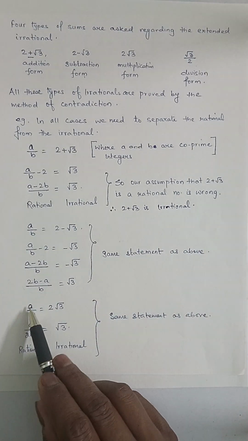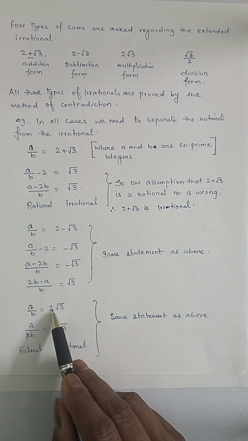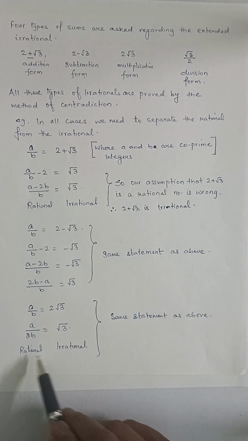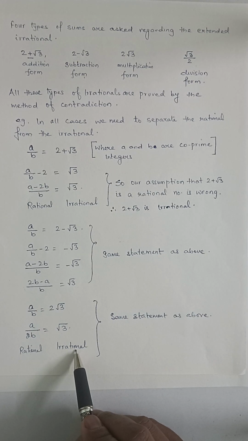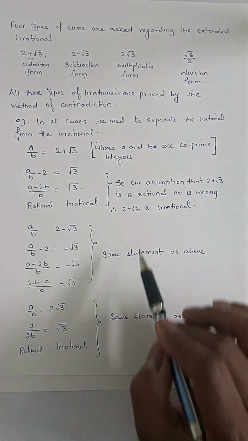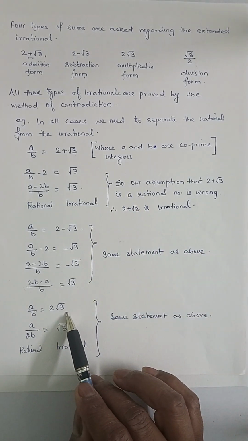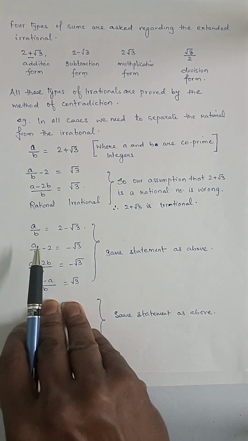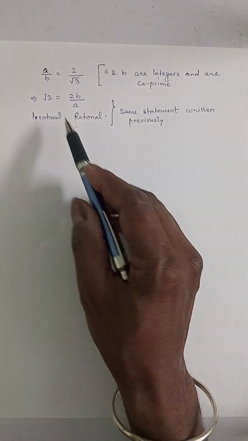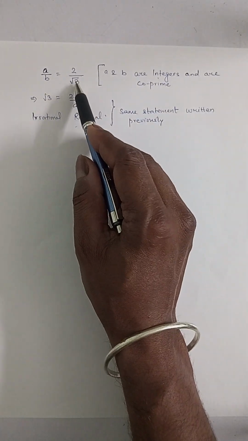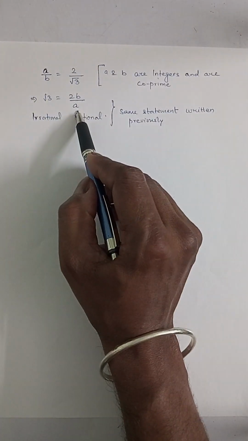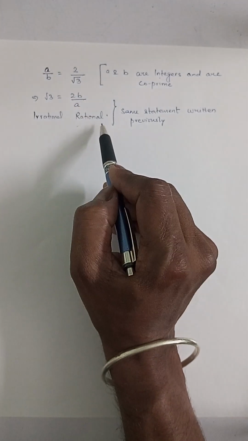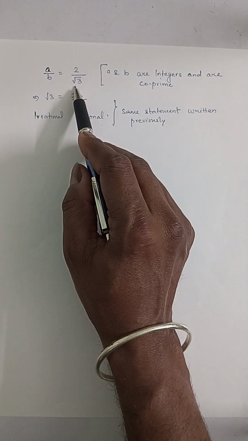Let's come to the product form. A upon b equals 2 root 3. So this 2 you bring down, it becomes a upon 2b equals root 3. So this becomes rational and the right side becomes irrational. So by the same method we can write that 2 root 3 is an irrational number, because our assumption that 2 root 3 is rational is wrong. Now we will come to the division form. A upon b equals 2 upon root 3. Now root 3 you bring on the left side and the other numbers you bring on the right side. And we can see that root 3 is an irrational number, where 2b upon a is a rational number. So by the method of contradiction, again 2 by root 3 becomes an irrational number.